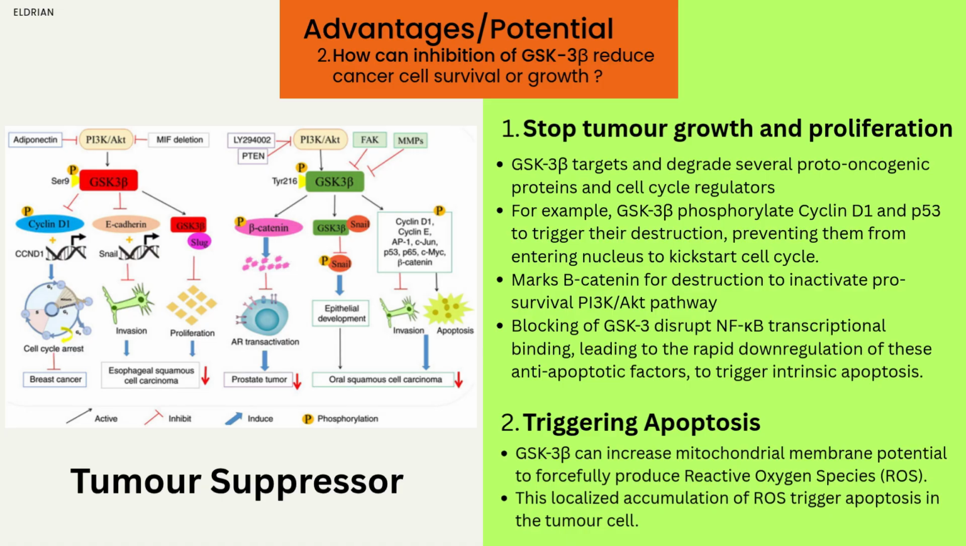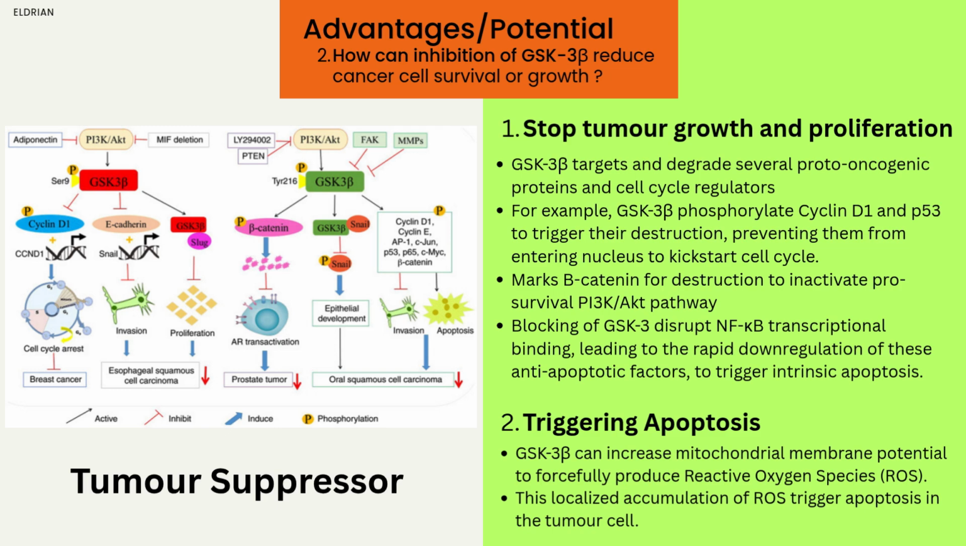GSK-3 beta is actually known as a tumor suppressor, where it can reduce cancer cell survival and growth. It can stop tumor growth and proliferation through several mechanisms. For example, GSK-3 beta can target and degrade several pro-oncogenic proteins and cell cycle regulators, such as cyclin D1, P, and P53, to trigger their destruction, preventing them from entering the nucleus to kickstart the cell cycle and arresting the cell cycle. It also can mark beta-catenin for destruction in order to inactivate the pro-survival PI3K AKT pathway.